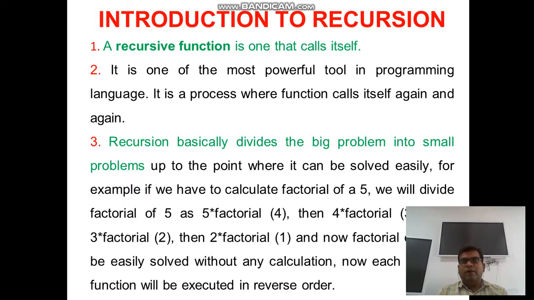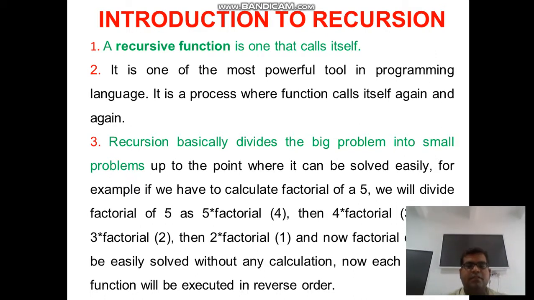So when we reach 1, that is the base condition, the base case of the recursive function. If the base case is not there, then our function will never exit, it will execute infinite times. And keep in mind, in a recursive function the calculation always processes from bottom to top, in the reverse order.